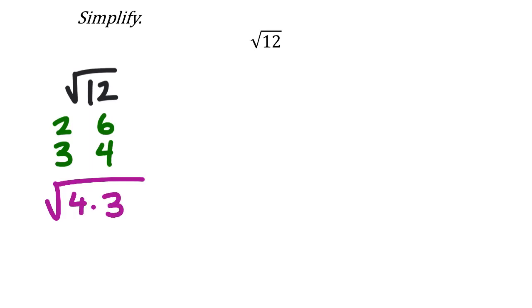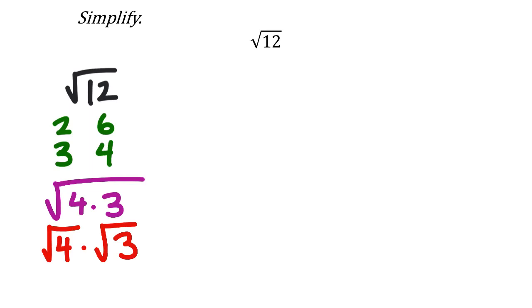Again, I haven't changed the value. 4 times 3 is 12. So I'm just manipulating this as much as I need. Well, now that I have a square root of some number times some number, I can break it up into 2 square roots that are being multiplied, like this.